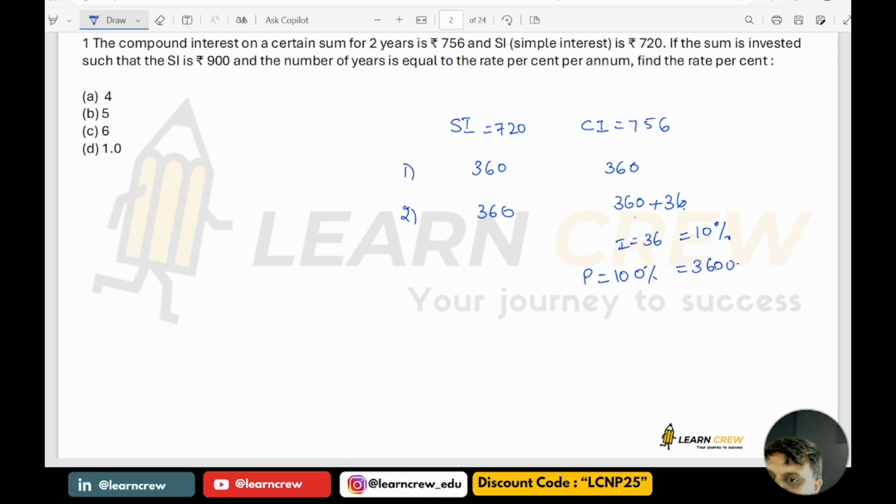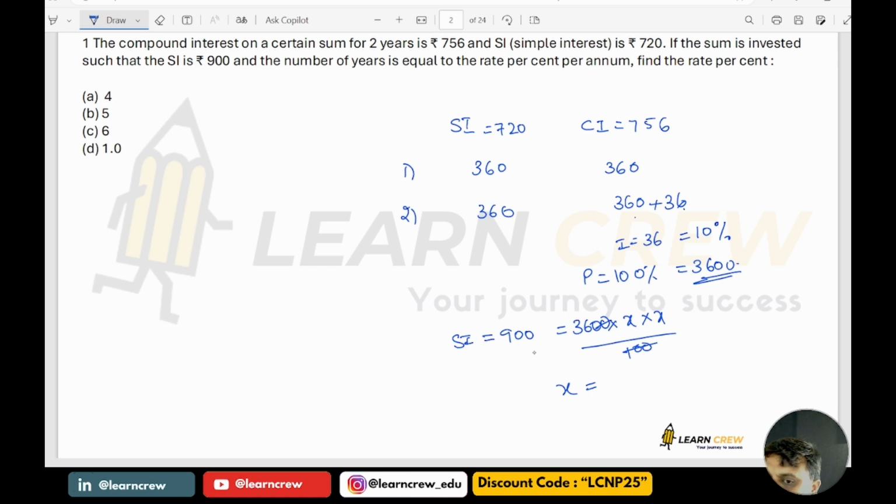Now if this sum 3600 rupees is invested such that the simple interest is 900 rupees and the number of years is equal to the rate percent per annum. So T and R are equal. Then find the rate of interest. Now the new simple interest is given as 900, which is equal to P into time and R. Both are numerically equal. Then you will get X is equal to 25.